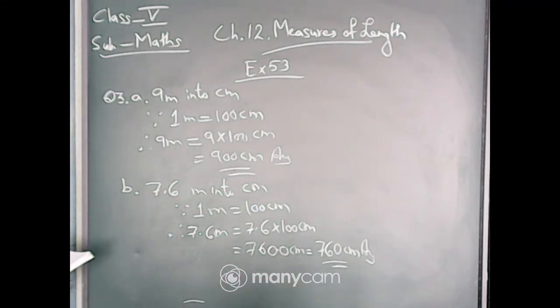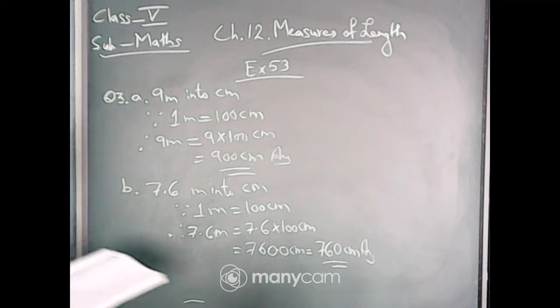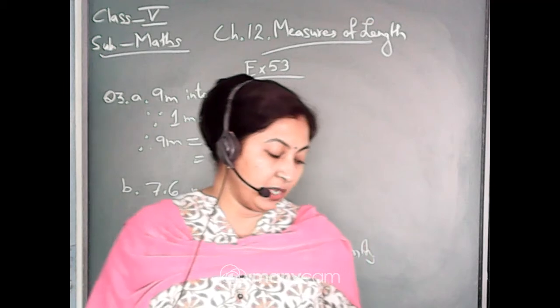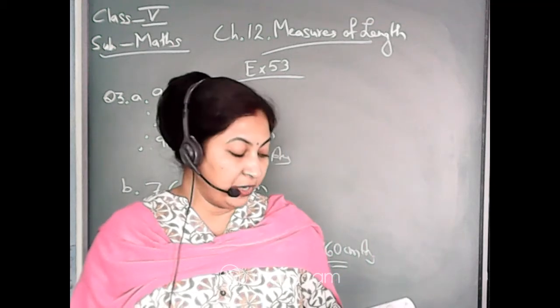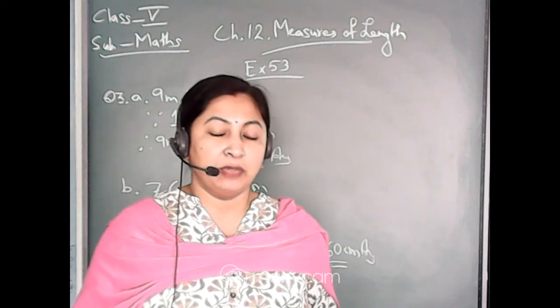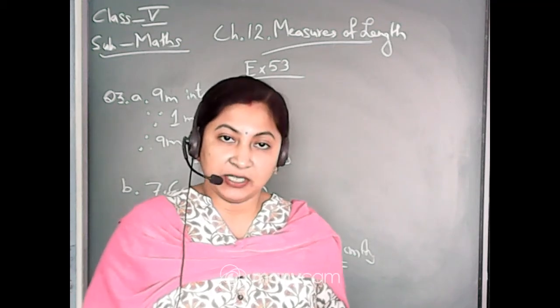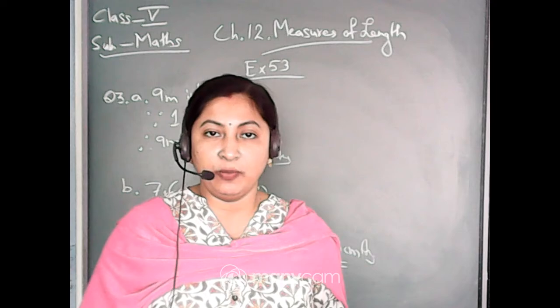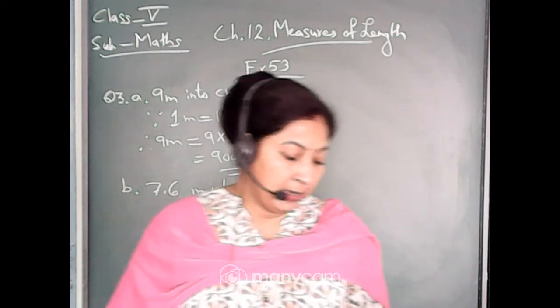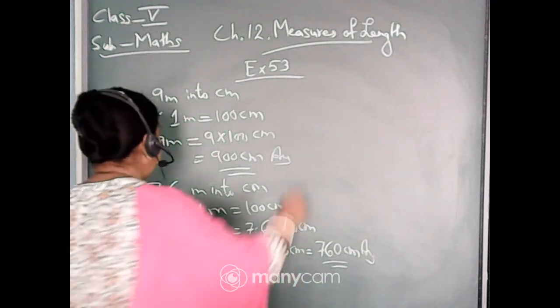Clear? Now let us do number C. Number C also is the same process, that 1 meter equals to 100 centimeter. So you will write that since 1 meter equals to 100 centimeter, 2.36 meter is equals to 2.36 into 100. After 2 digits the decimal is there, so after the 2 zeros you will put the decimal, so it will be 236 centimeter.